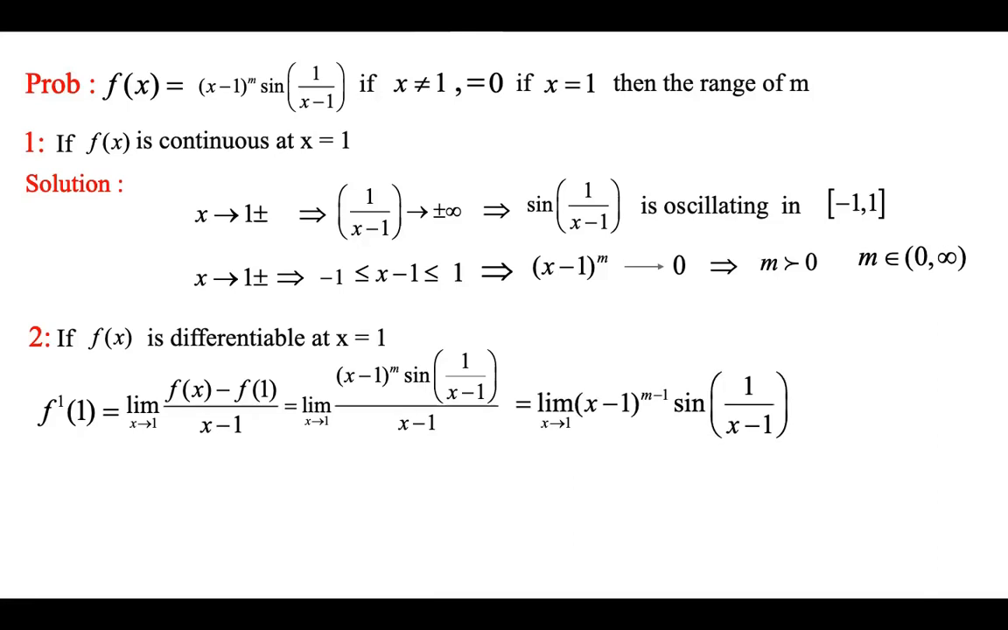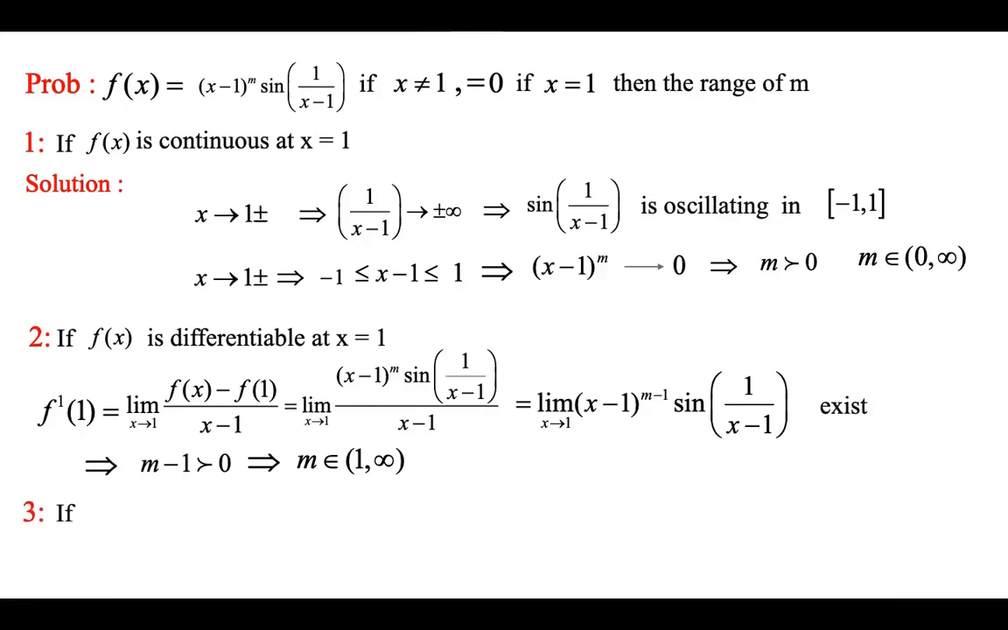This limit exists from the above argument. In the above argument of continuity, the role of m is played by m minus 1 here. Therefore, it will happen that m minus 1 must be positive. Therefore, m must be greater than 1, means m must be in the open interval 1 to infinity. So when m is from 1 to infinity, then the function is differentiable at x equal to 1.